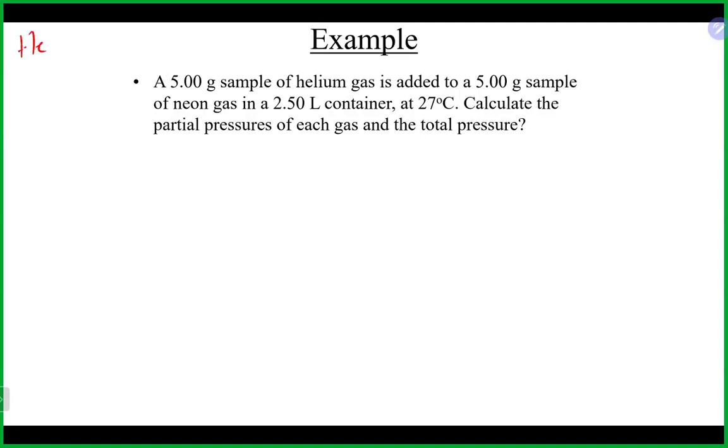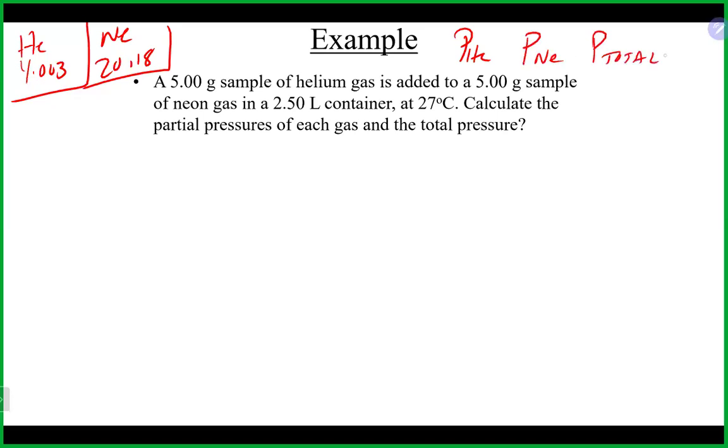Helium there, 4.003. And was it neon, I think? Yep, neon. We'll go with 20.18. All right, we're looking for 3 answers: partial pressure of helium, partial pressure of neon, and the total pressure. So give it a go. Okay, so let's take a look, see how you're doing.